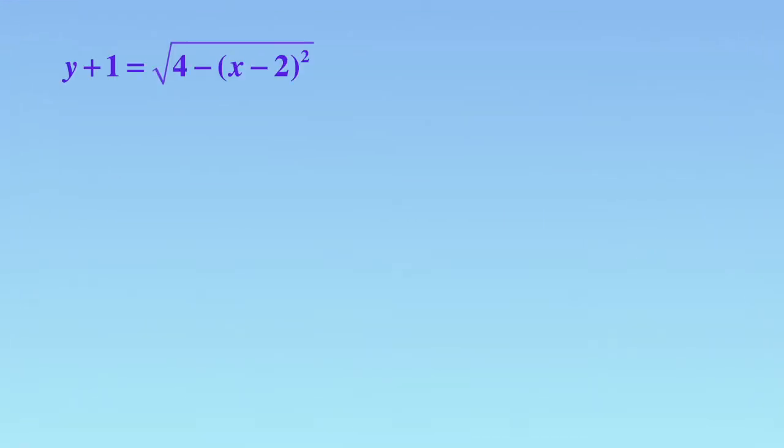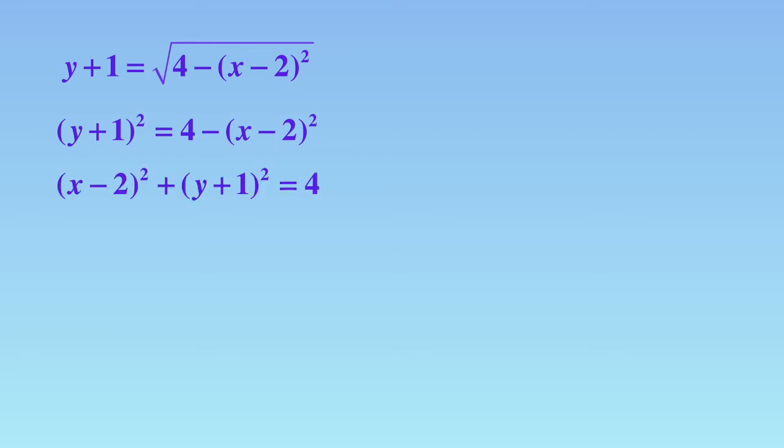y plus 1 equals the square root of 4 minus (x minus 2) all squared. So remember, if you can spot it straight away, the centre is going to be 2, negative 1 and the radius is 2. But let's work it out for people that have a little bit more trouble. We square both sides. (y plus 1) all squared equals 4 minus (x minus 2) all squared. We take the x part to the other side and we get (x minus 2) all squared plus (y plus 1) all squared equals 4.